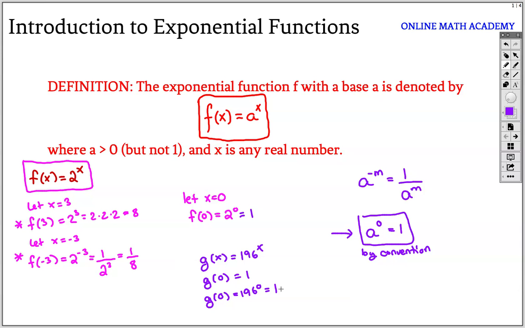Okay, so what did we see here? We saw for both positive and negative inputs and 0 inputs, we get positive numbers back. We got 8, 1/8, and 1.